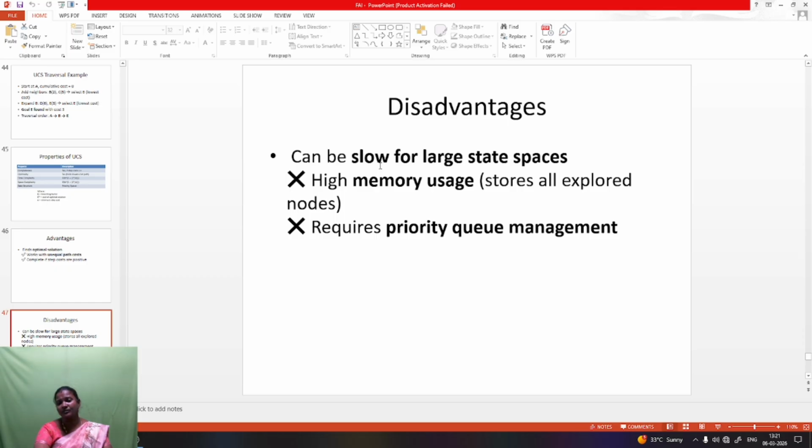In breadth first search we use a queue data structure for its implementation. In depth first search we use a stack data structure for its implementation. In the UCS algorithm we use a priority queue for its implementation.